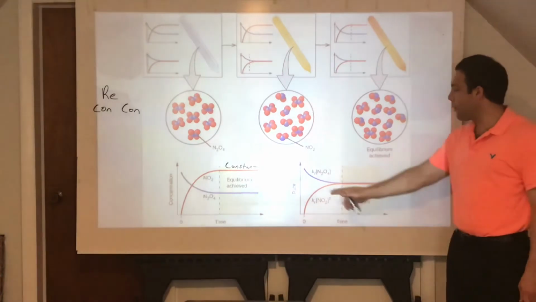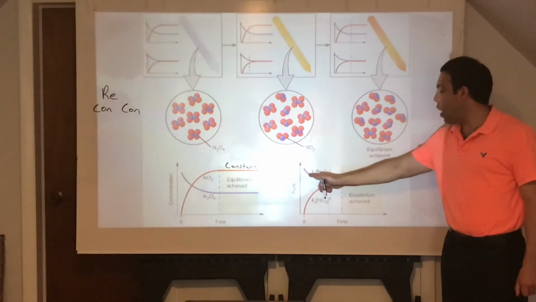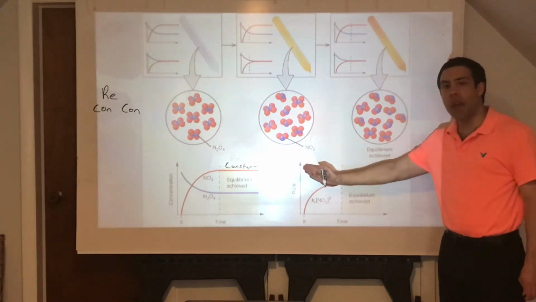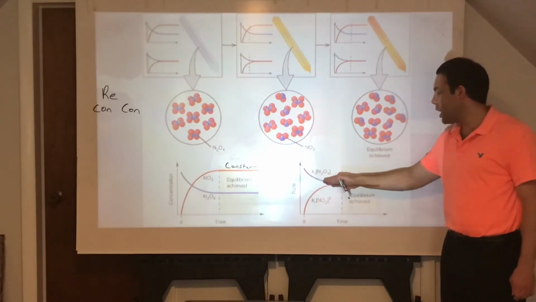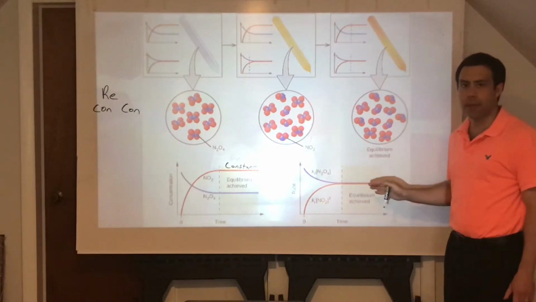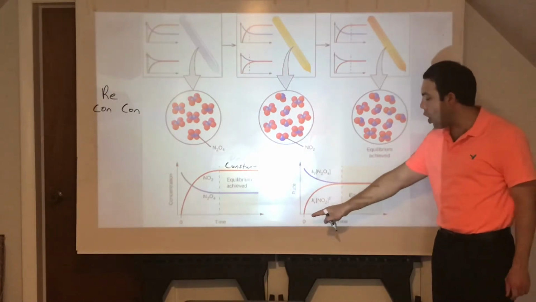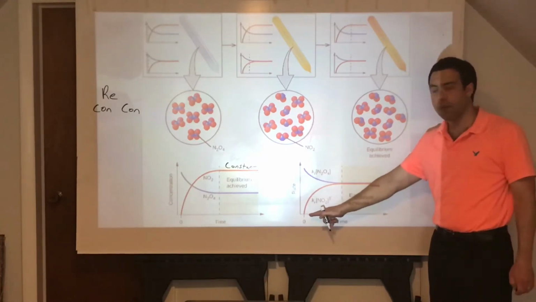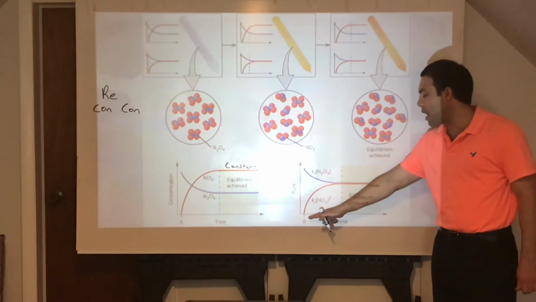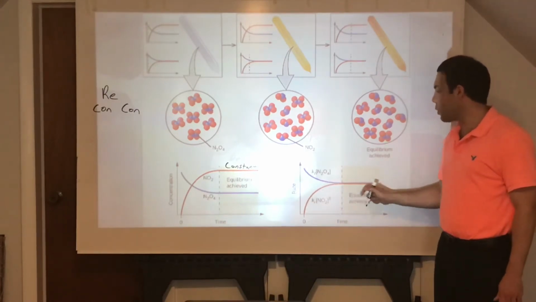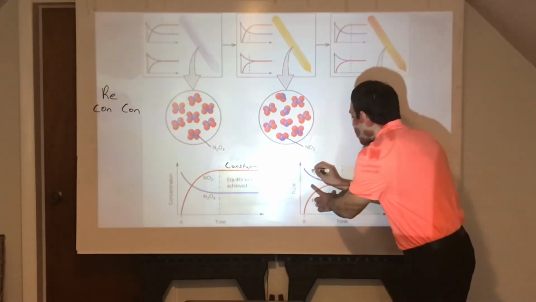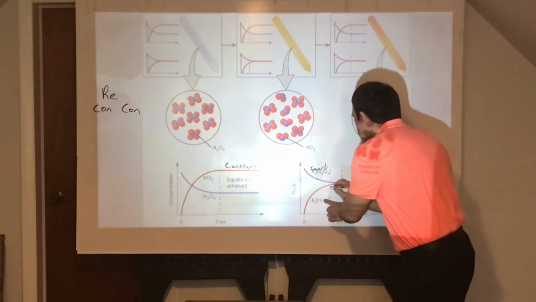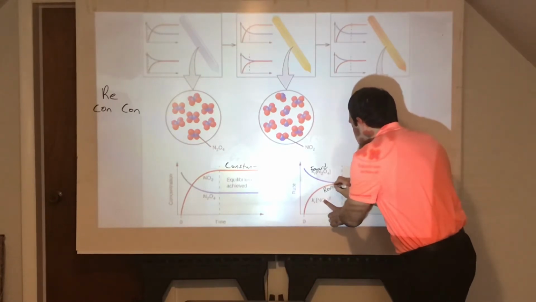Here we start off with the rate of the forward reaction, N2O4. As time goes on, the rate of the forward reaction is going to decrease. And we start off with the reverse reaction, NO2, at 0. As time goes on, the rate of the reverse reaction will increase. So the forward reaction is represented by this blue, and the reverse reaction is represented by this red.